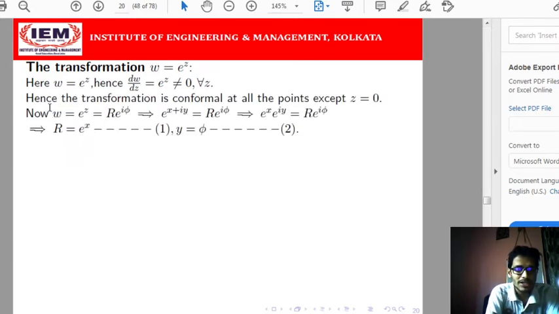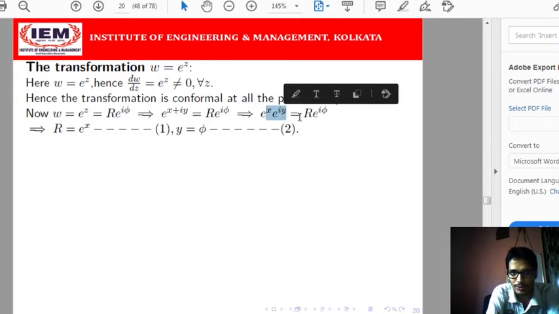Now, since W is a complex value, W can be written in the form r e to the power i phi. Phi is the angle, the amplitude of W, and r is the modulus of W, that means the positional distance of W from the origin. So we can write e to the power x plus iy equals r e to the power i phi, that is, e to the power x into e to the power iy equals r e to the power i phi. Comparing both sides, we get r equals e to the power x and y equals phi.